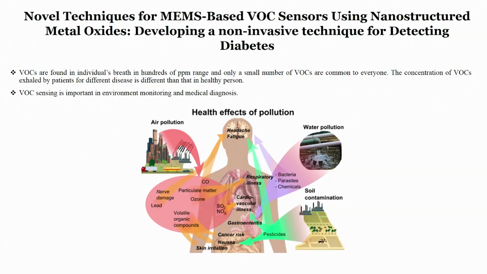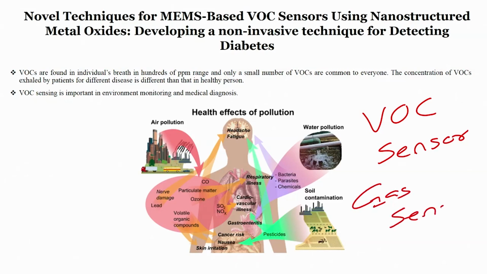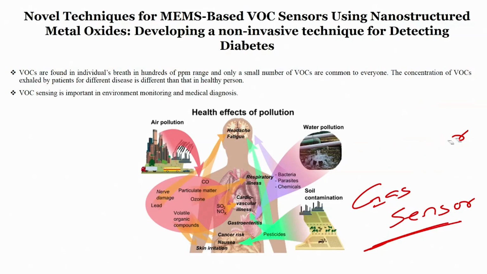Okay. So, now VOC sensing is very important, and you can also sense other gases. So, there are two techniques that we will learn in this particular course. One is called a VOC sensor, that can sense volatile organic compounds. Second is called a gas sensor, that can detect various gases. All right. So, we will see how we can design this VOC sensor or gas sensor using microfabrication.